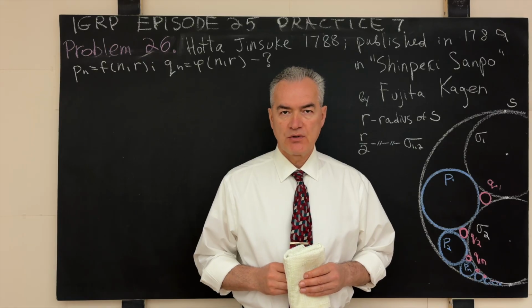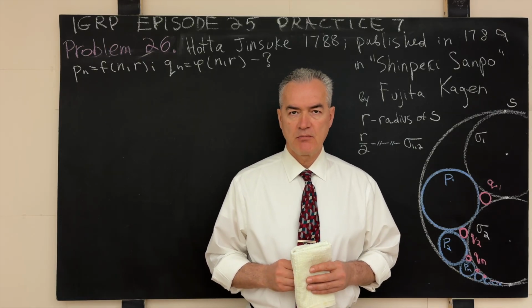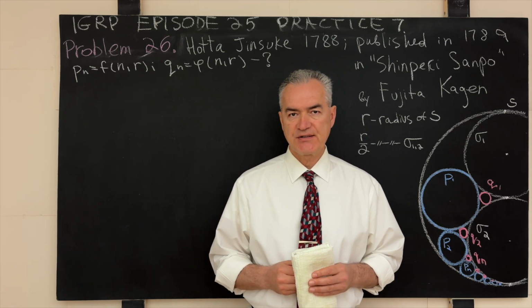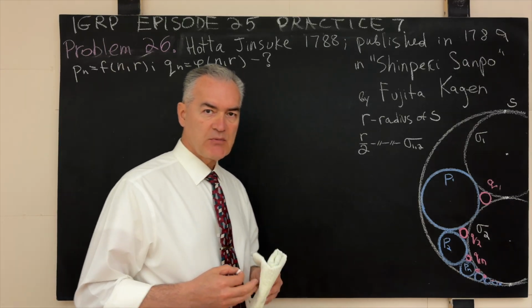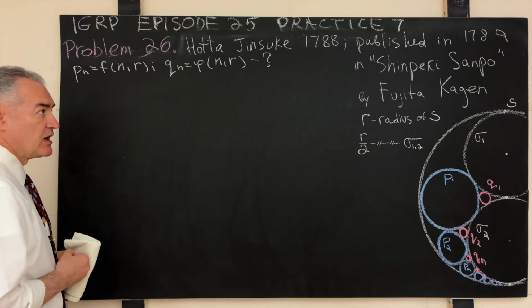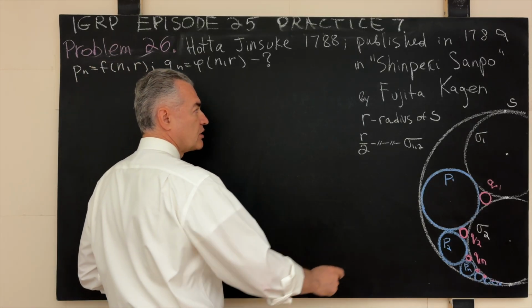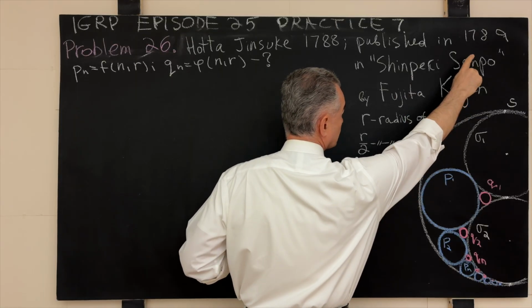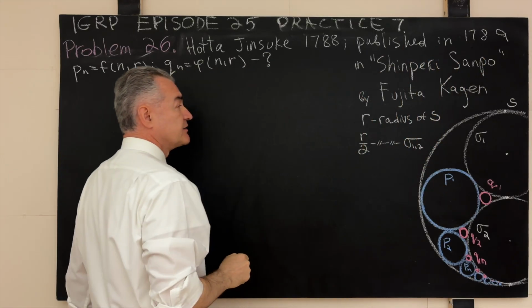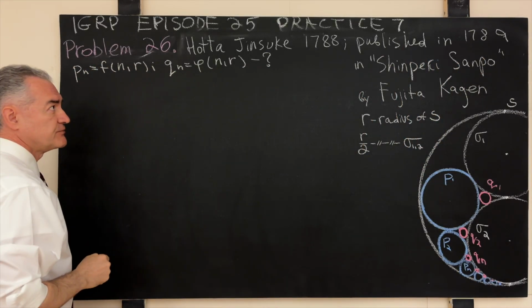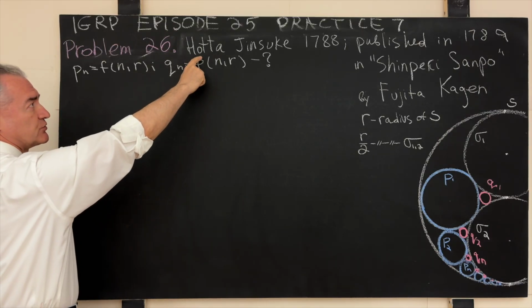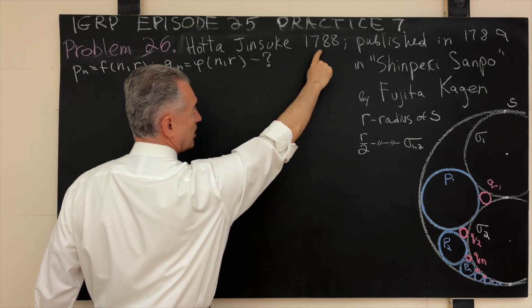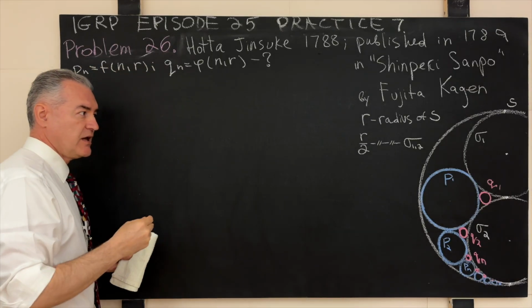Leaving aside a Sangaku problem that no one knows how to solve, we will come back to our Sangaku, whose faithful representation you just saw a second ago at the beginning of this segment. This is an actual copy of what apparently appeared in the book by Fujita Kagen. The book was titled Shinpeki Sanpo. It was published in 1789, and in that book there was this problem that belonged to the Japanese gentleman who went by the name Hotta Jinsuke, and he apparently came up with this problem in 1788.